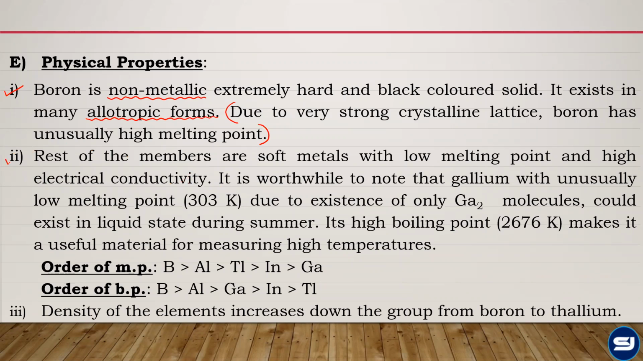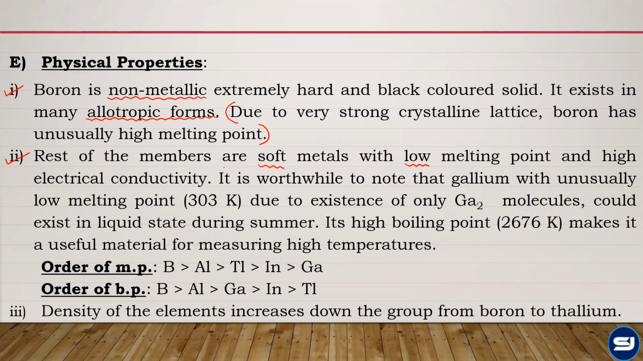Then as we move down the group, the hardness decreases, so the rest of the members are soft metals with a low melting point and high electric conductivity. Since they are soft metals, the melting point will be lower and the electrical conductivity higher, because in that case the bonding would become weaker, and that is why the tendency to conduct electricity would be much higher.